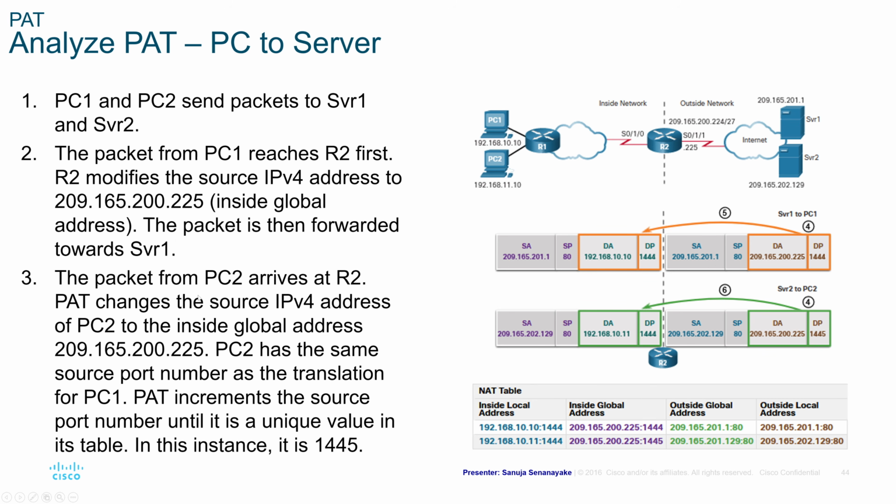The packet from PC2 arrives at R2. PAT changes the source IPv4 address of PC2 to the inside global address of 209.165.200.225. Again, look, it's the same. So PC2 has the same source address as the translated PC1. So PAT increments the source port number until it is a unique value in its table. In this instance it is 445. So you can see that right here.